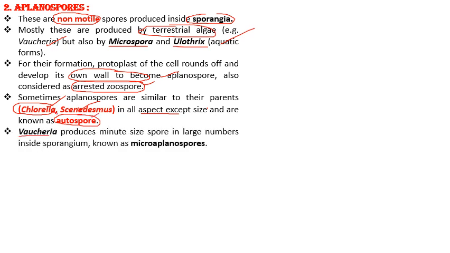Then in case of Vaucheria, ये produce करता है कई बार बहुत ही छोटे size के aplanospores, बहुत ही ज़्यादा number में inside a single sporangium, जिन्हें कहते हैं microaplanospores. In case of blue-green algae Microcystis, they produce extremely small sized microspores जिन्हें बोलते हैं nanocytes.